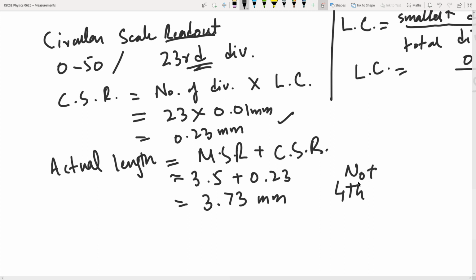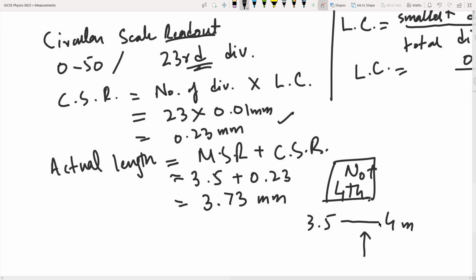And that's what I meant, that it is not the fourth, right? Not fourth. That is why I did not take the fourth, because the object was a little short of the fourth millimeter reading, but it was greater than 3.5. So the object was somewhere between 3.5 and 4 millimeters. So it must have been somewhere here, right?